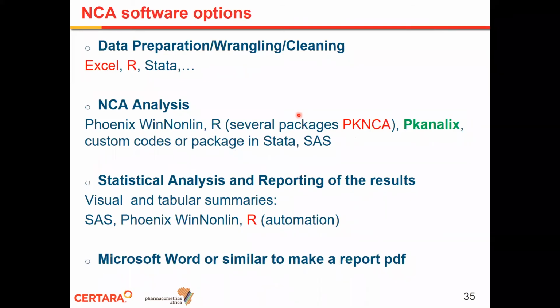So for NCA software options, here I laid out the various stages of the workflow: data preparation, analysis, statistical analysis, and reporting, like Microsoft Word or open source alternative tools. Many times we use Excel to build a database, maybe R for the coders or Stata. For the analysis, the industry standard is Winnonlin, but it's not open source or free. And then we have the open source tools like R, PKNCA that doesn't have an interface, so you need to be able to write scripts.